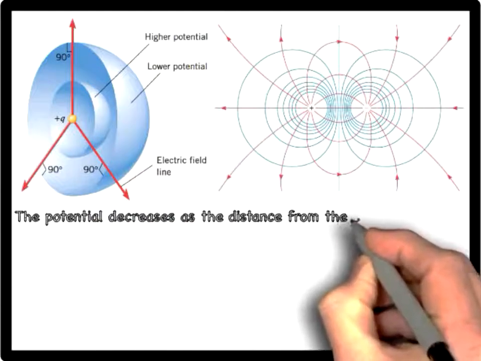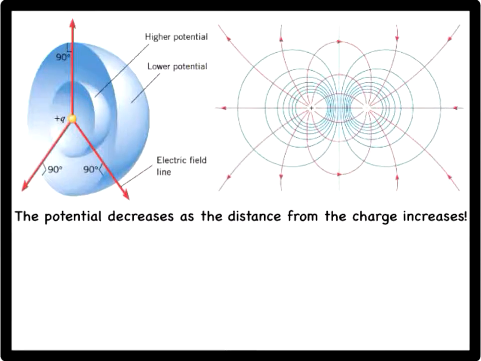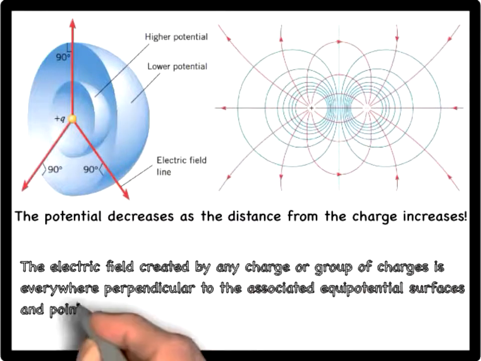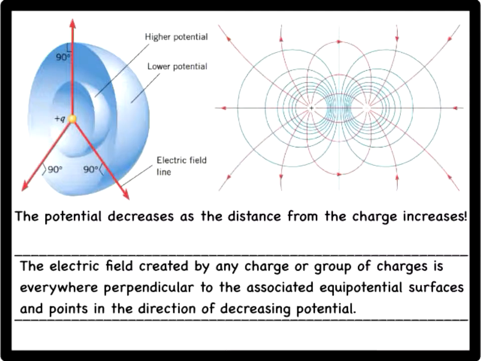Since the potential decreases as the distance from the charge increases, the electric field lines point in the direction of decreasing potential. More specifically, equipotential surfaces and electric field lines have the following characteristic. The electric field created by any charge or group of charges is everywhere perpendicular to the associated equipotential surfaces and points in the direction of decreasing potential.